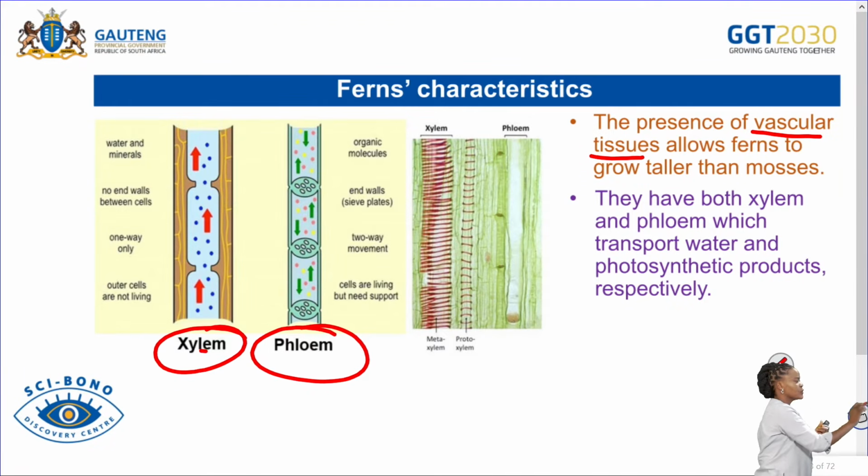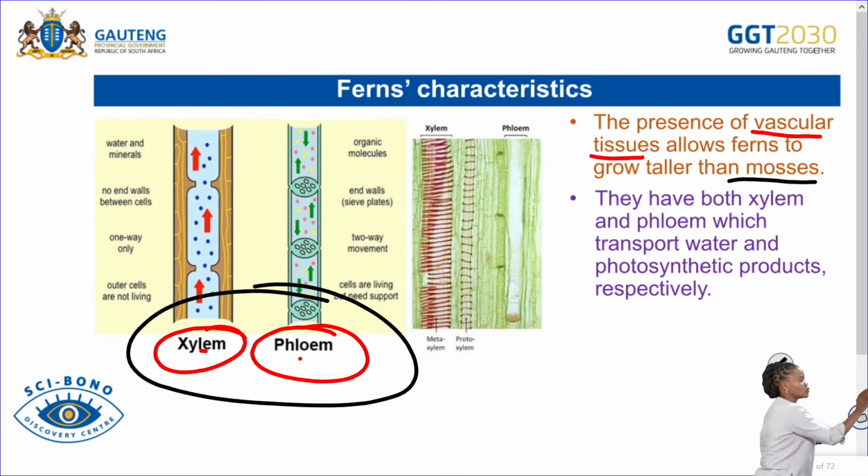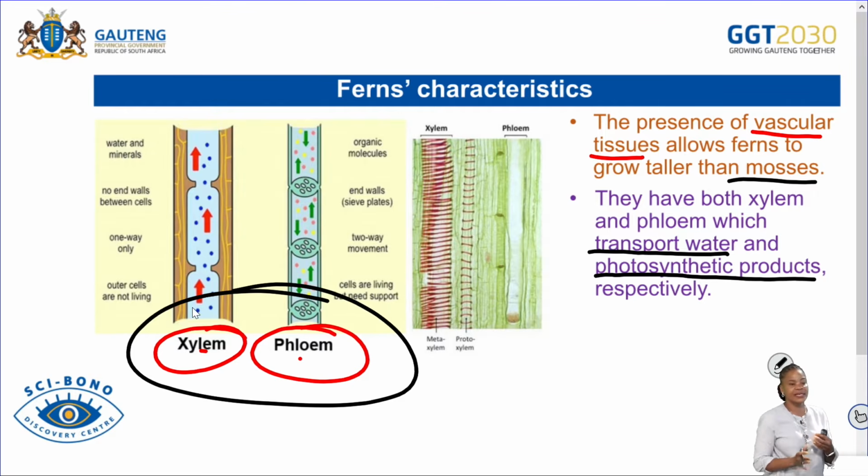So in other words, these two conducting tissues are present in the fern plant. That's why ferns are growing taller than mosses. Why? Because mosses do not have these two conductive tissues. Ferns have xylem and phloem, which transport water and the photosynthetic products respectively. In other words, all the water and photosynthetic products will reach all the parts of the fern plant.